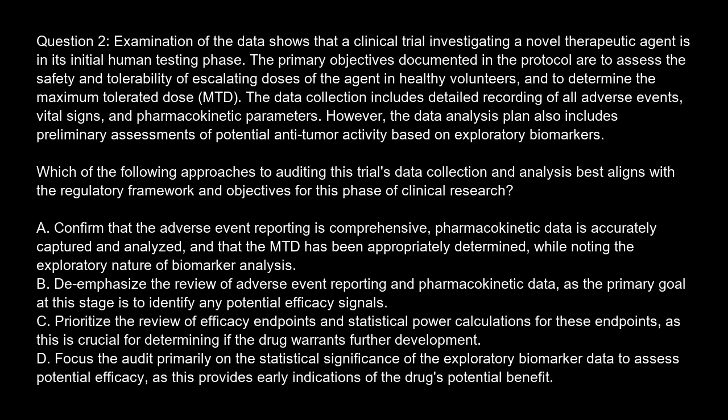Option C. Prioritize the review of efficacy endpoints and statistical power calculations for these endpoints, as this is crucial for determining if the drug warrants further development. Option D. Focus the audit primarily on the statistical significance of the exploratory biomarker data to assess potential efficacy, as this provides early indications of the drug's potential benefit.